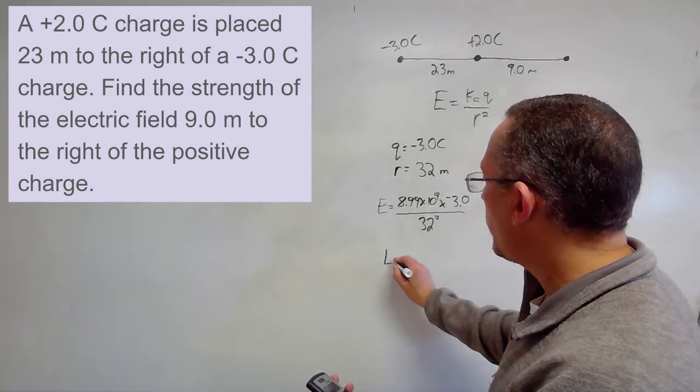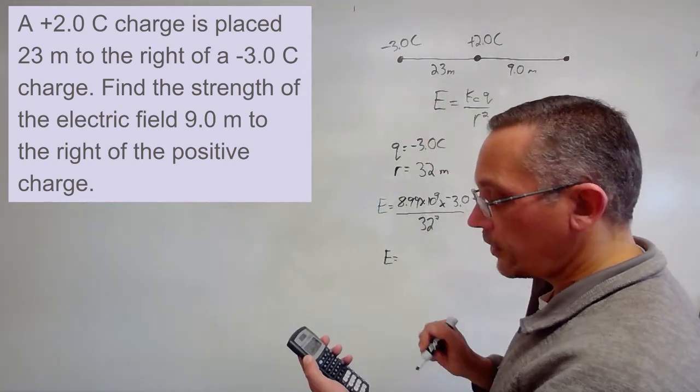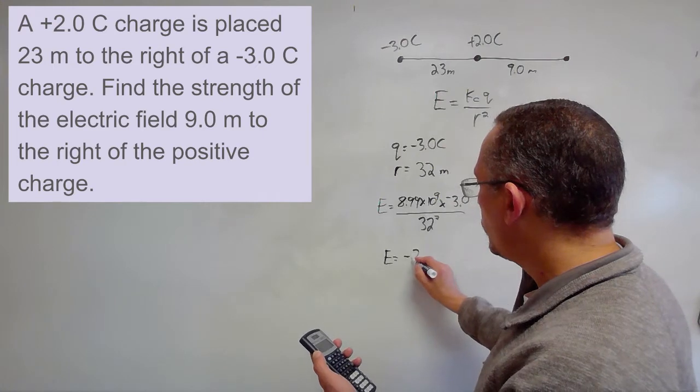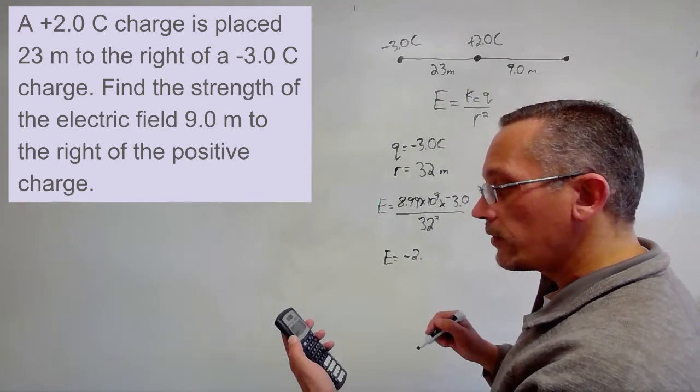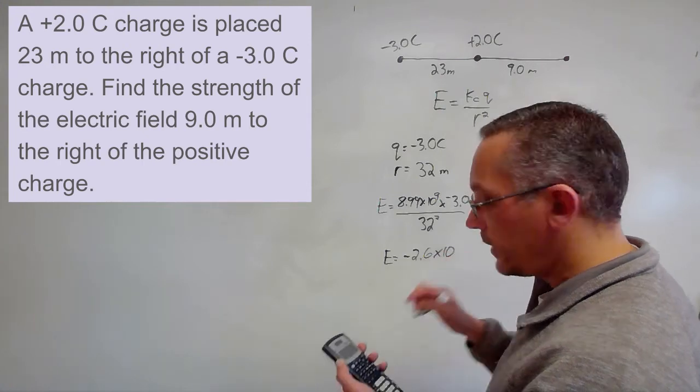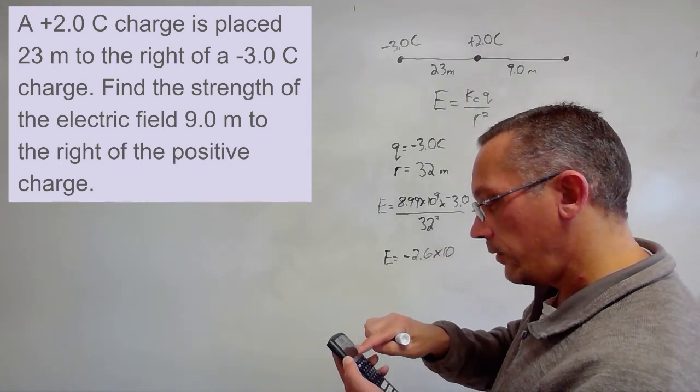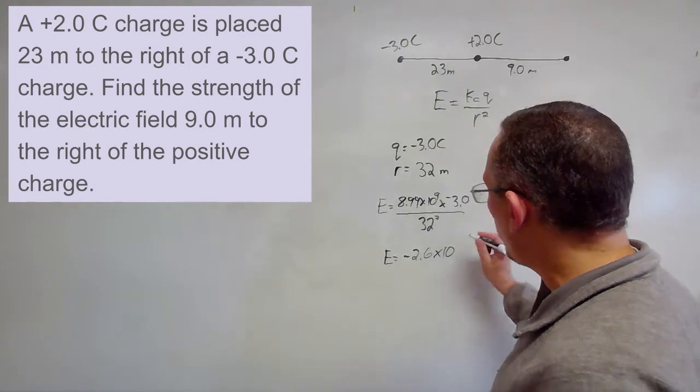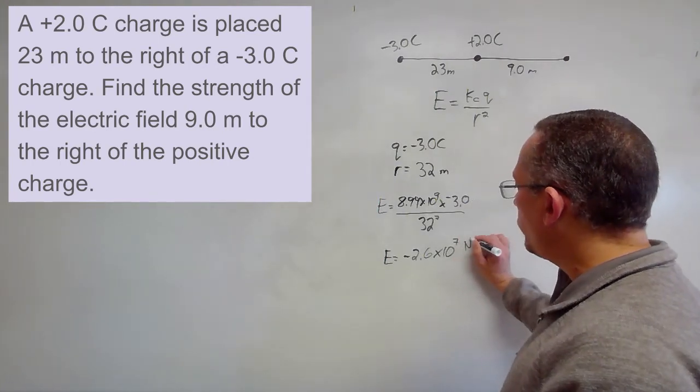Let me grab my calculator and figure that out. Here I get the electric field strength from that charge as negative, with two significant figures, 2.6 times 10 to the 7th power, in newtons per coulomb.